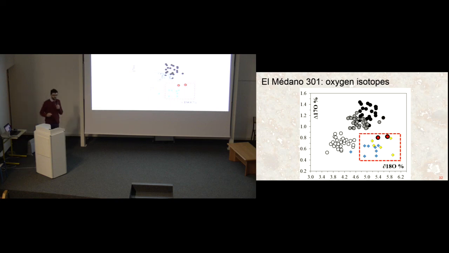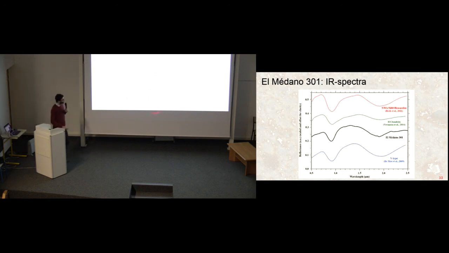One of the ways to investigate the link between meteorites and asteroids is to use infrared spectroscopy of asteroids and meteorites. So this graph is showing the IR spectra of El Medano 301, the R meteorite. Here the green one is the spectra of an ordinary chondrite, the red one is the spectra of a basaltic meteorite, and this one is for an asteroid of V type, Vesta type. And we see that this meteorite, El Medano 301, is showing the spectra of a V-type asteroid because of its higher presence of pyroxene.